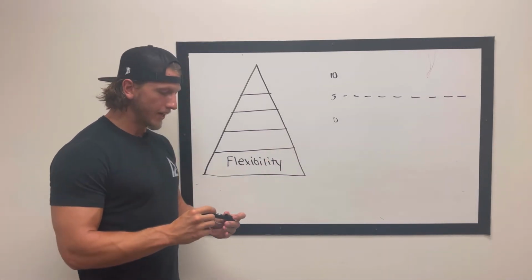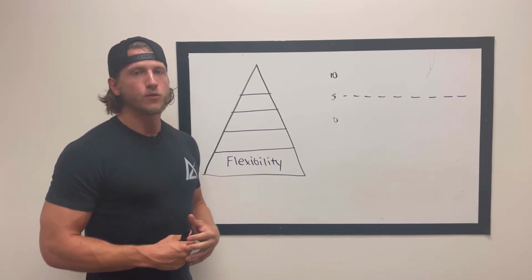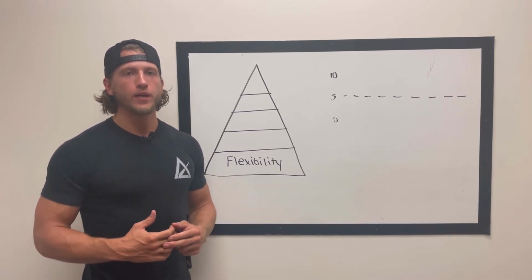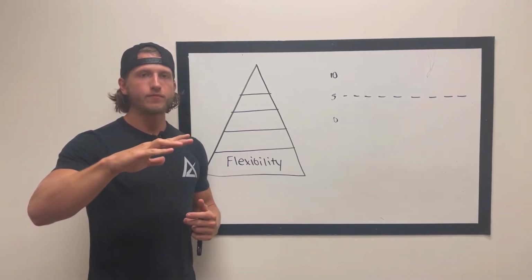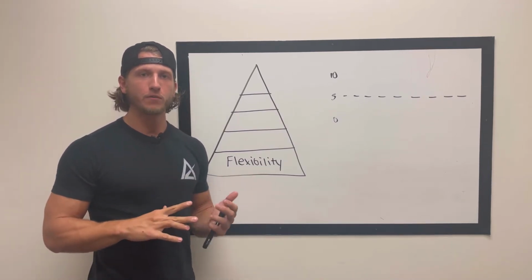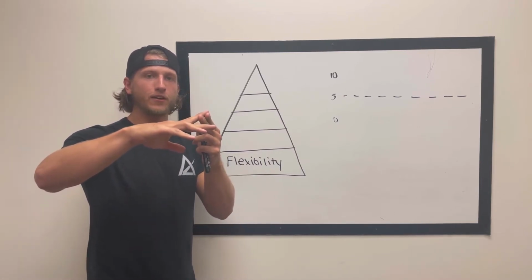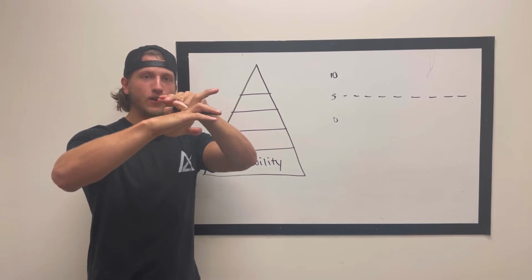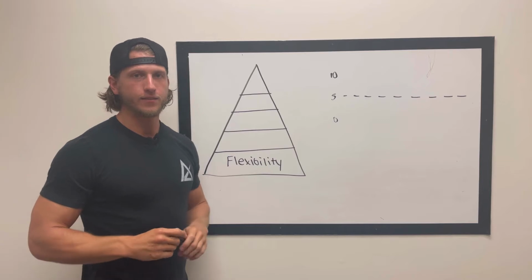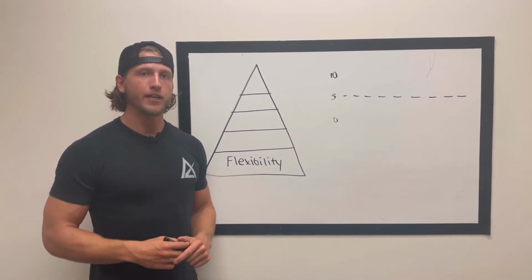flexibility. This is the first thing that we consider when developing a program or working with an athlete. Flexibility, simply put, is basically your passive range of motion. As an example, if I take my finger, my passive range of motion would be how much that finger can move with an external force acting upon it. If I can take my finger and bend it back this far using an external force, this is how flexible this joint is.